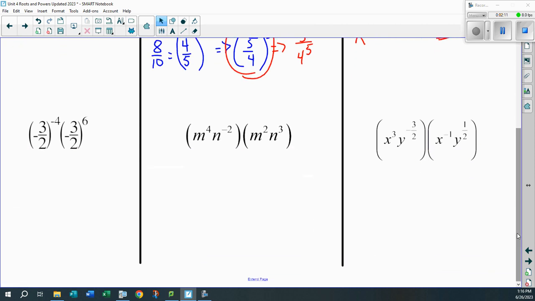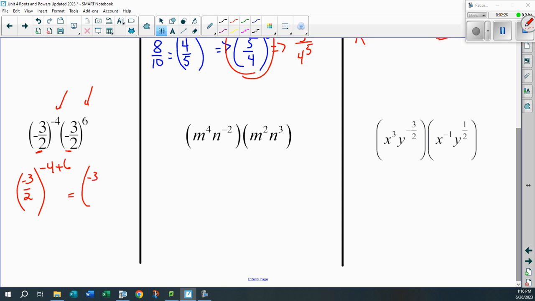Look at this one. Now we're starting to get a little bit more complicated. So what? Right? Just go out and do this. Are the bases the same? They are the same. Negative 3 over 2. Then add the exponents. Negative 4 plus 6 works out to be, guess what? Negative 3 over 2 to the power of 2. Done. Leave it. That's it.